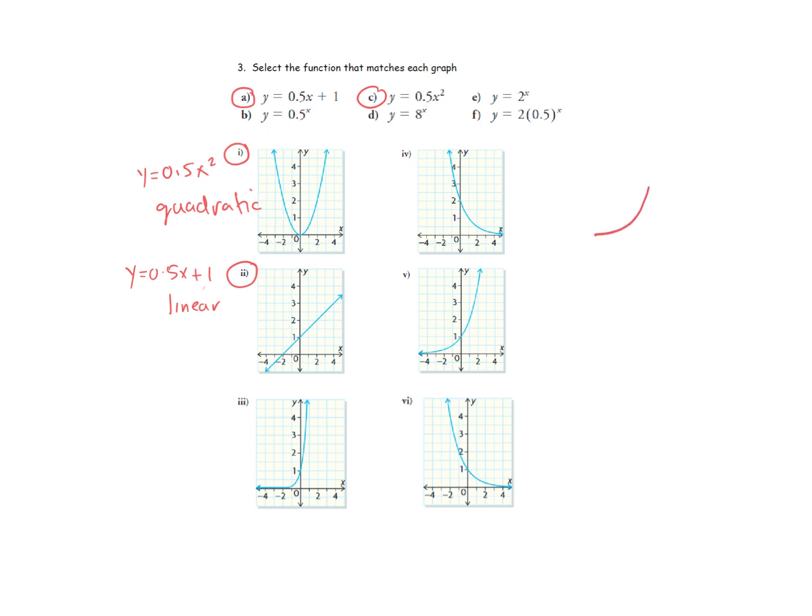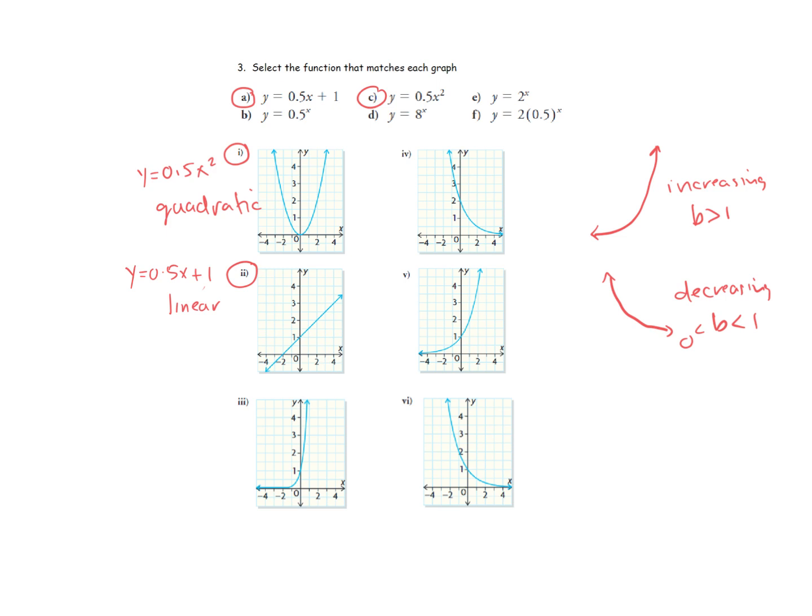So remember that exponential graphs that increase have a positive base. So the base is greater than 1. And exponential graphs that decrease, go down, have a base that's less than 1, greater than 0. So a fraction or a decimal.